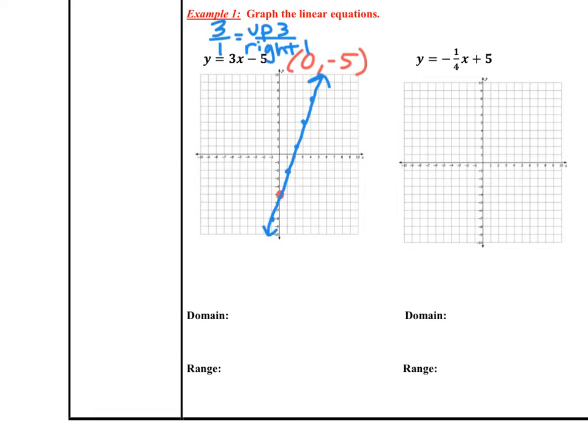The domain, remember, is all of your input values. It's all of your x values. The range is your output values or your y values. We learned about that when we learned about functions.